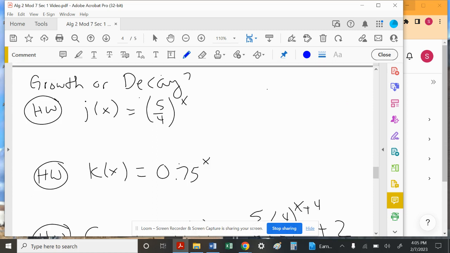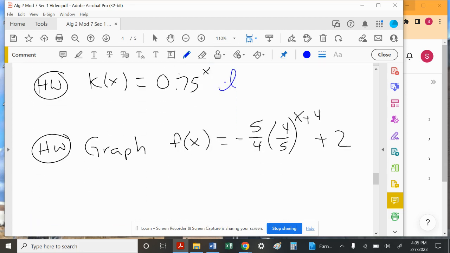Okay, growth or decay. All we do is look at whether the base is greater than 1, taking the absolute value, and see that it's got to be a growth function. So 5/4 is greater than 1, so that's growth. 0.75 is between 0 and 1, so that's going to be decay. We can see in here that our number is 4/5. 4/5 is less than 1, so that's going to be a decaying function as well.